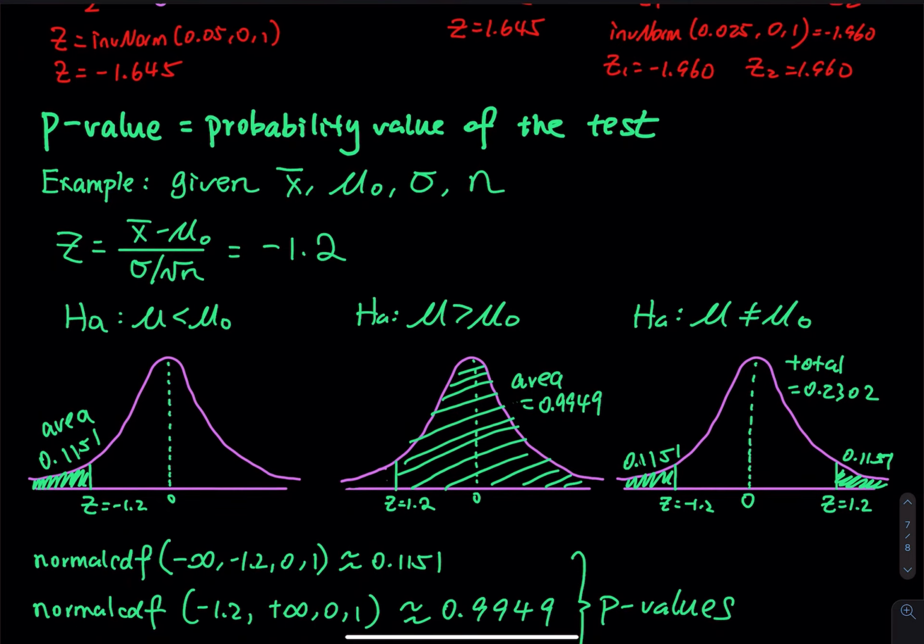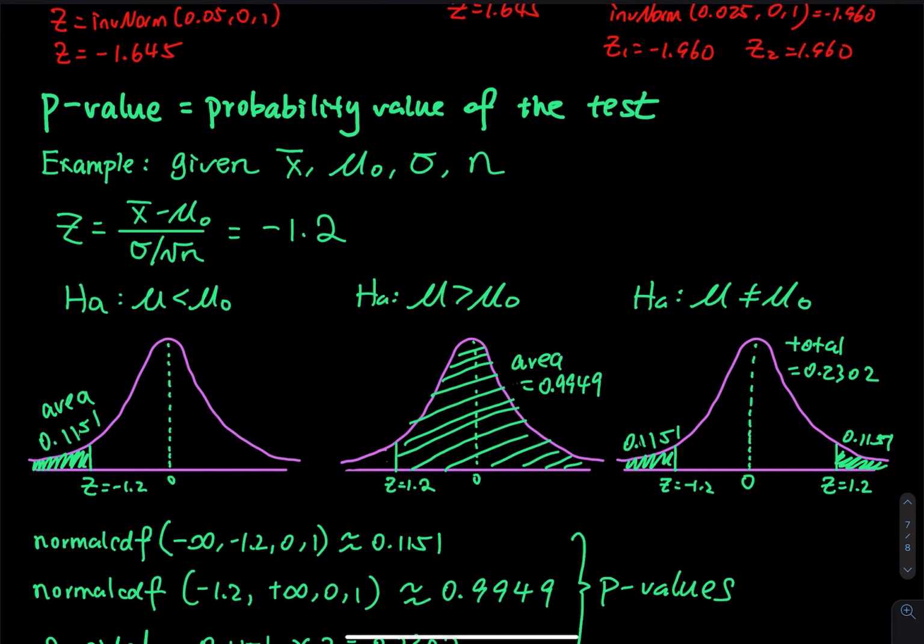So for example, we are following a Z procedure. You read the problem statement, you obtain the X bar, the mu naught, the sigma, and the n straight from the problem statement. So that is given. And then the next thing is you plug in the X bar, the mu naught, the sigma, and the n to the formula, and you obtain negative 1.2 for the Z value, just for example. Okay, so don't worry about what those four values are. You plug it in, you get negative 1.2.